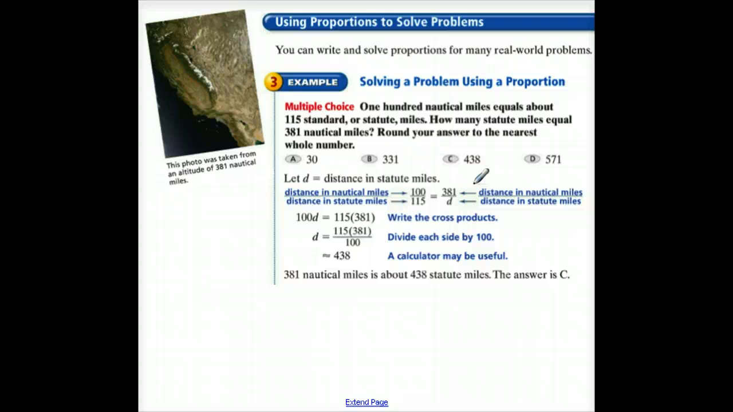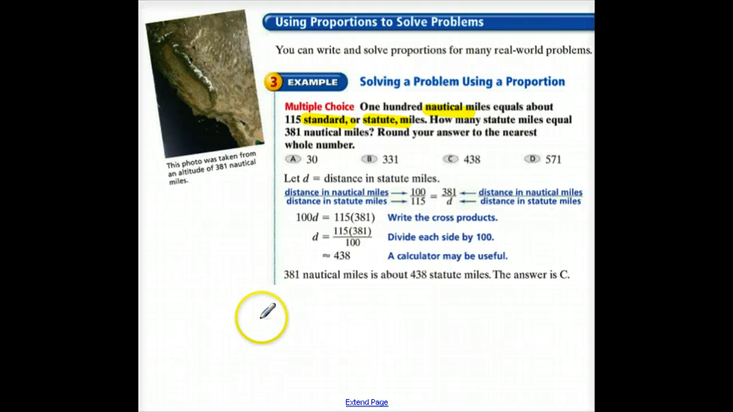Third example, we can use proportions to solve problems. Here is the first problem. 100 nautical miles equals about 115 standard or statute miles. How many statute miles equal 381 nautical? Round your answer to the nearest whole number.